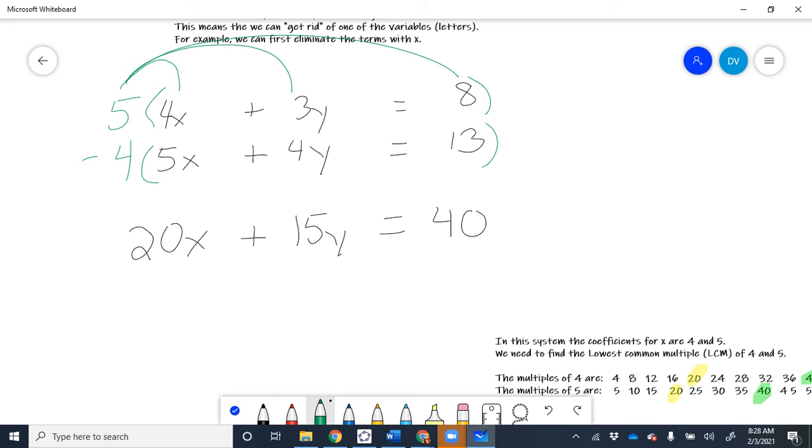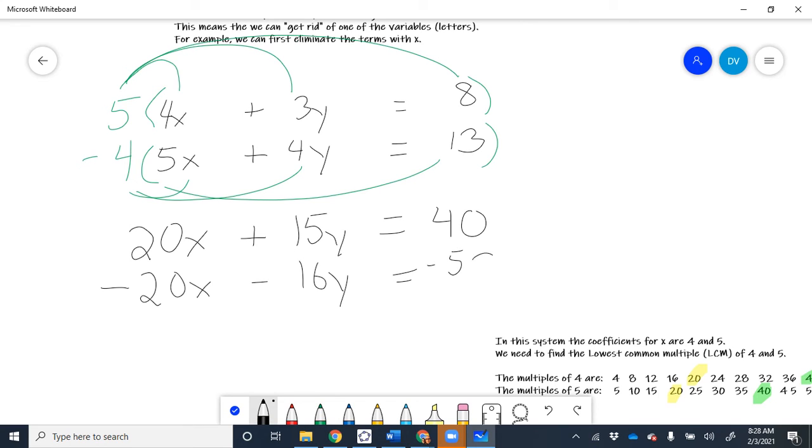And we'll do the same distributive property. You don't need to draw these lines, but I'm just showing you. First, I'm going to multiply negative 4 times 5x. That's going to give me negative 20x. Then I'm going to multiply negative 4 times 4y. That's going to give me negative 16y. And then I'm going to multiply negative 4 times 13, and that's going to give me negative 52.